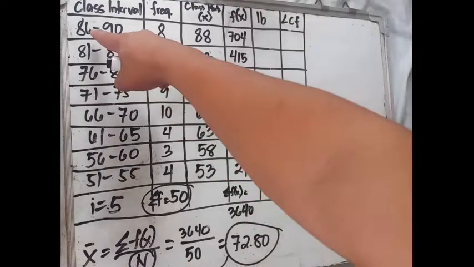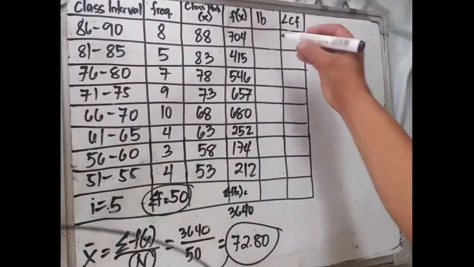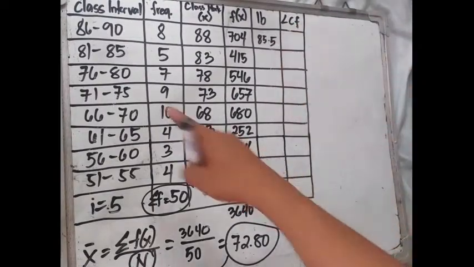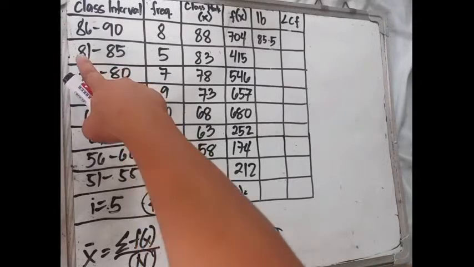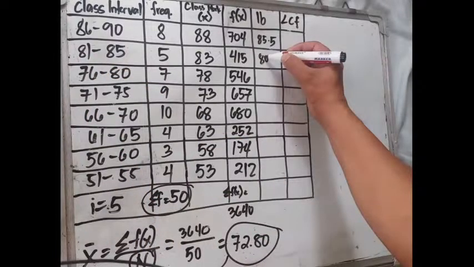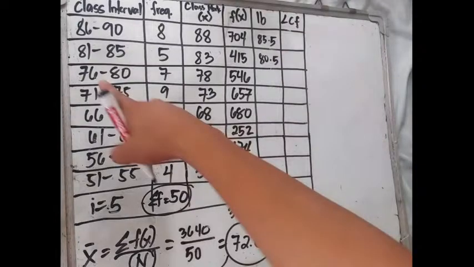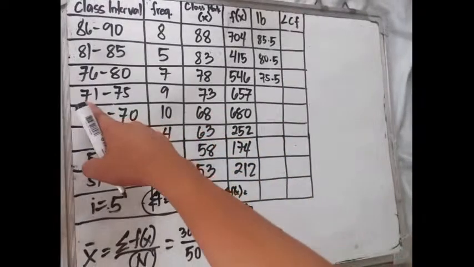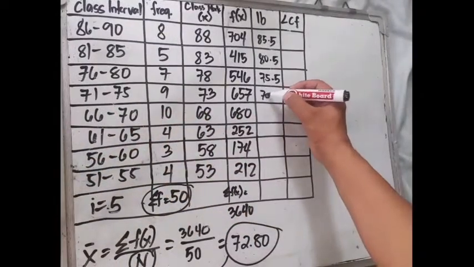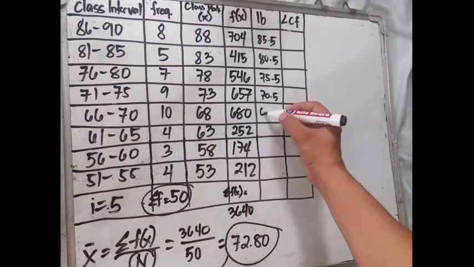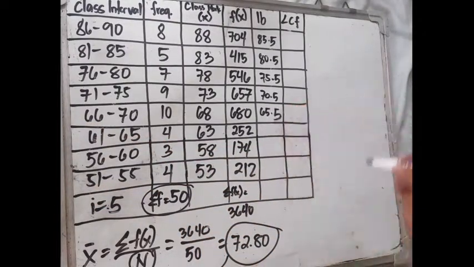So 86 minus 0.5, that is 85.5. 81 minus 0.5, that is 80.5. 76 minus 0.5, that is 75.5. 71 minus 0.5, that is 70.5. 66 minus 0.5, that is 65.5.